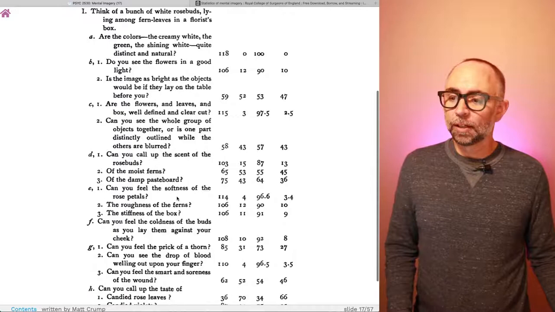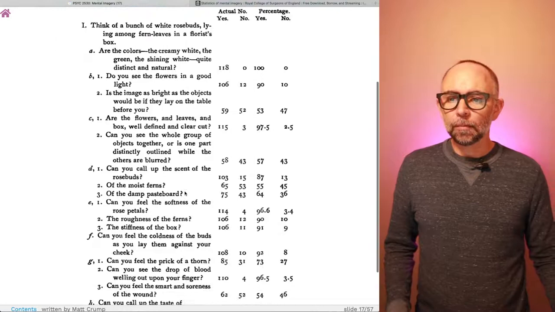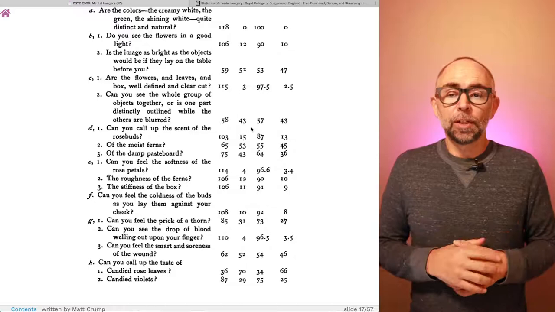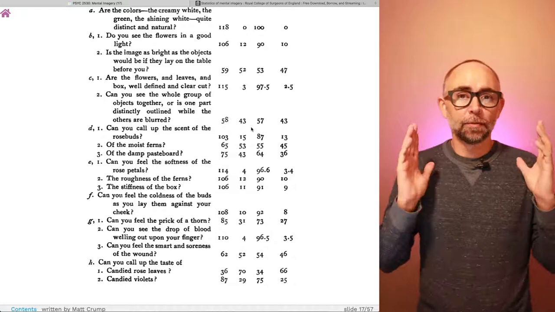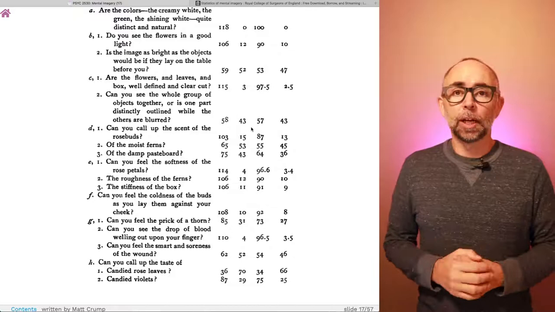Now, this is just one set of questions, and the questionnaire actually goes on and on. By inspecting how many people say yes to a question and how many people say no, you could get an idea of the range of behavior here. Some people are the kind of people who are going to say yes all the time because they are saying they have extremely vivid mental imagery, and other people will say yes and no, kind of in the middle, and there'll be people who perhaps say no most of the time also.